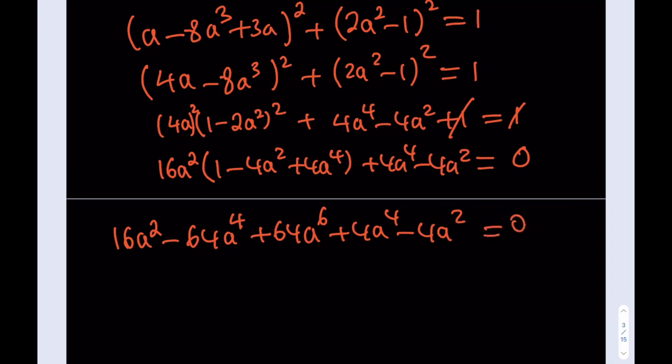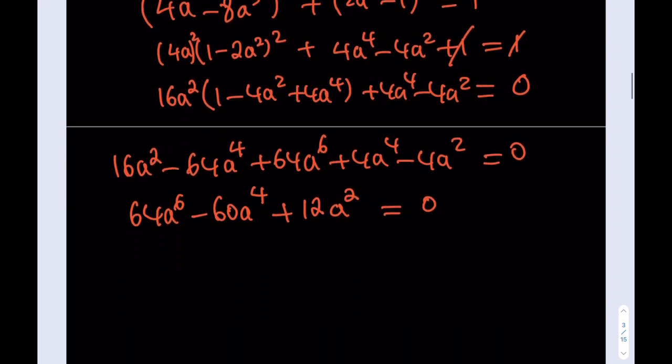A lot of 4s, so you can go ahead and divide everything by 4, but let's go ahead and simplify first by adding like terms. Let's see, I have 64a to the 6th, that's by itself, right? And then I have negative 64a to the 4th plus 4a to the 4th, that should be minus 60a to the 4th power, right? And then, what else do I have? I have 16a squared minus 4a squared, that should be 12a squared.